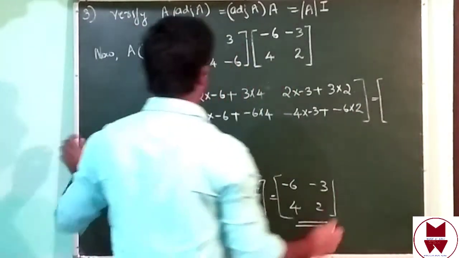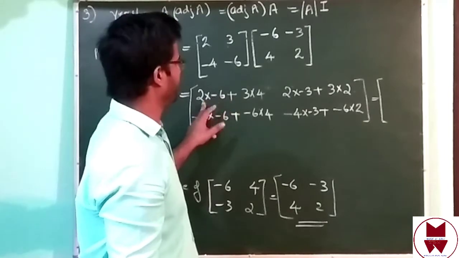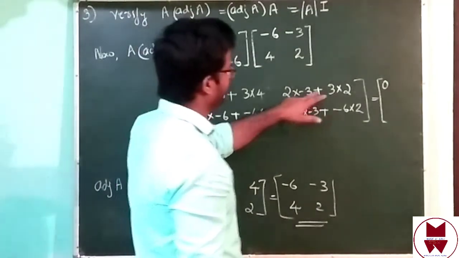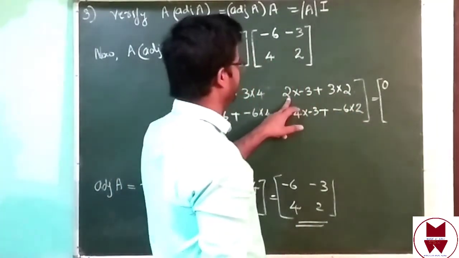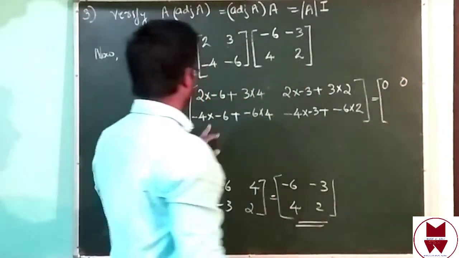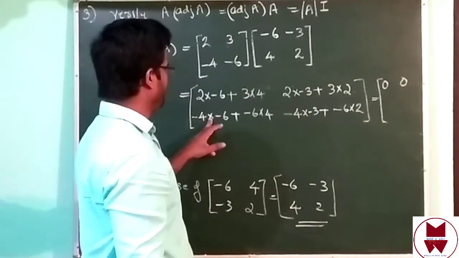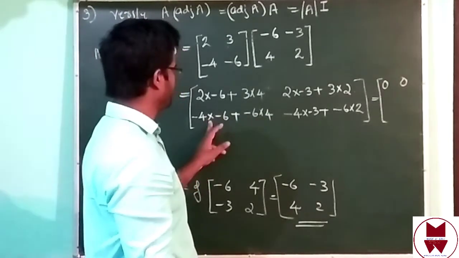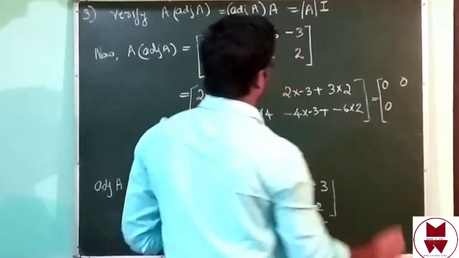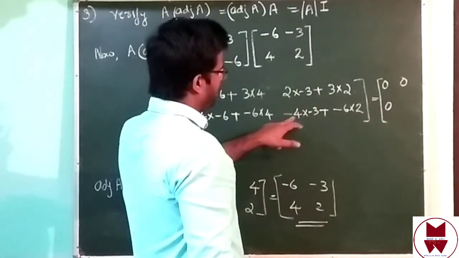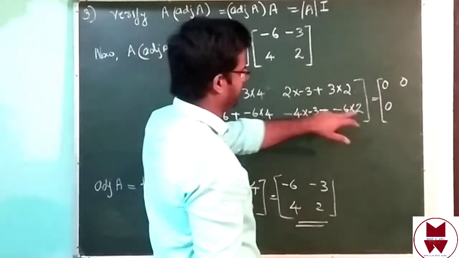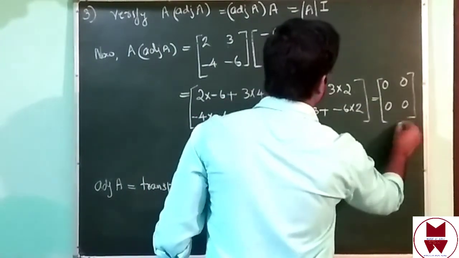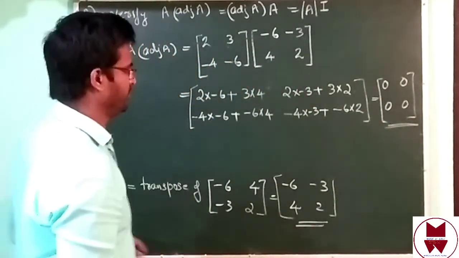What will you get? 2 into minus 6 will be minus 12. Minus 12 plus 12, 0 you will get. Here, 2 into minus 3, minus 6, then 3 into 2, 6. Minus 6 plus 6, 0. This part also: minus 4 into minus 6, plus 24, then minus 6 into 4, minus 24. Plus 24 minus 24, 0. This part, what will you get? Minus 4 into minus 3, plus 12, then 2 into minus 6, minus 12. 12 minus 12, so we got 0, 0, 0, 0.